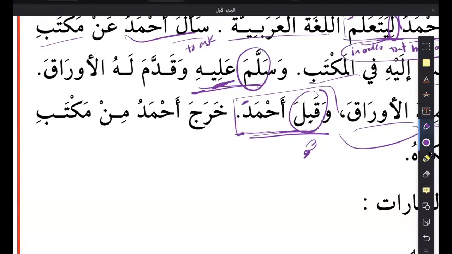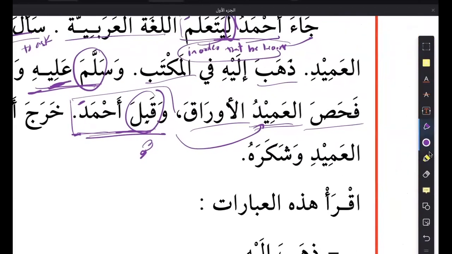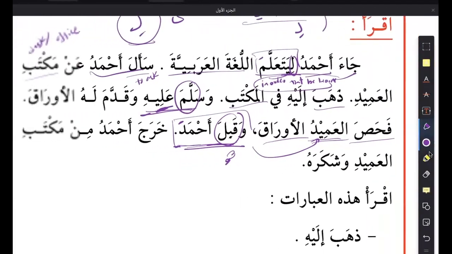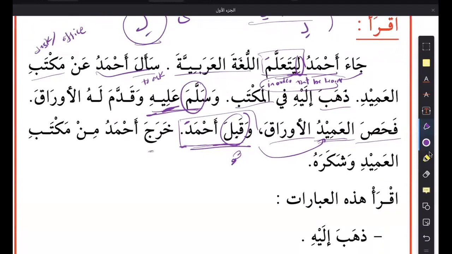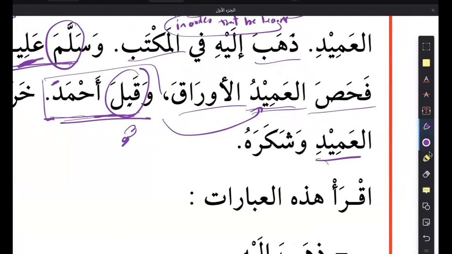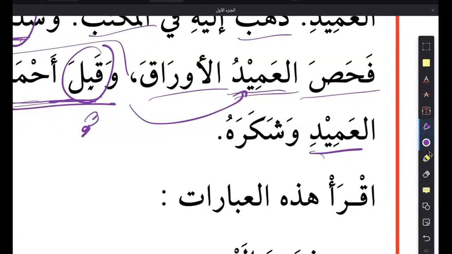خرج أحمد من مكتب العميد وشكره. So خرج means to go out. So Ahmed went out from the dean's office, and shakara, and then he thanked him.